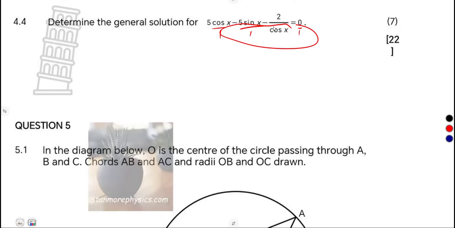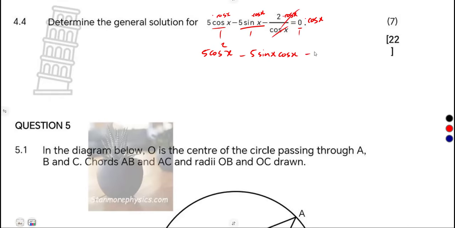So we're going to consider the LCD of the denominators, which is cos x, and multiply each and every term by cos x. So that's going to be 5 cos x times cos x, which is 5 cos squared x, minus 5 sine x times cos x, which is 5 sine x cos x. The cos and cos cancel, so that's -2. Equal to 0 times any number is 0.